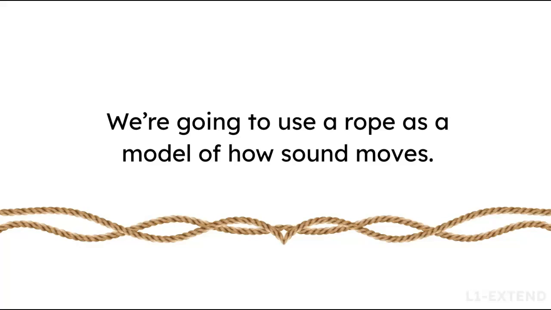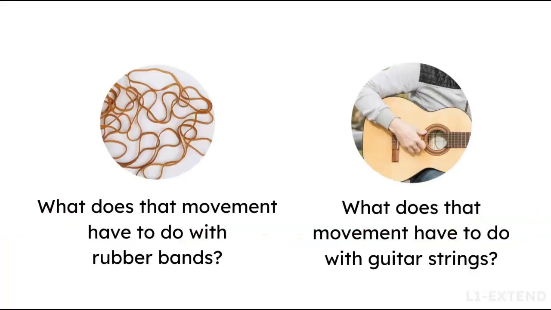For the optional extend, you can explain to students that they are going to use a rope as a model of how sound moves. Discuss how models can help us understand real things that we can't easily see. You'll give 2 students each end of a rope, ask 1 student to move their end up and down, and have the class watch what happens. You'll then compare the rope's movement to that of rubber bands and guitar strings.